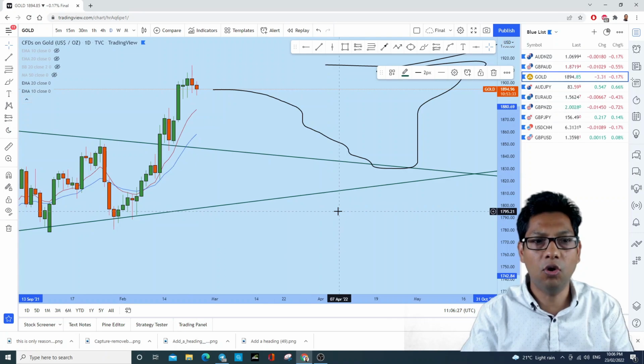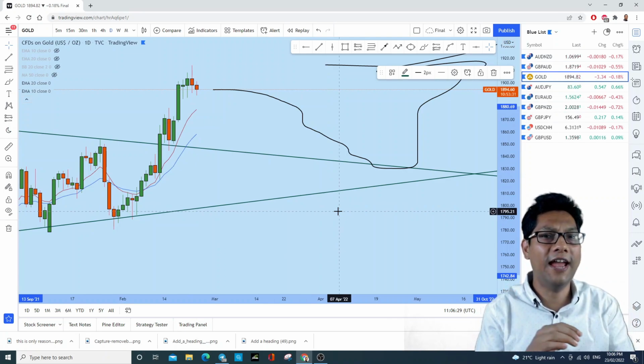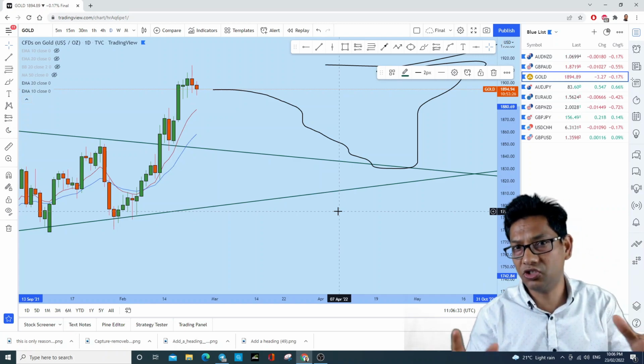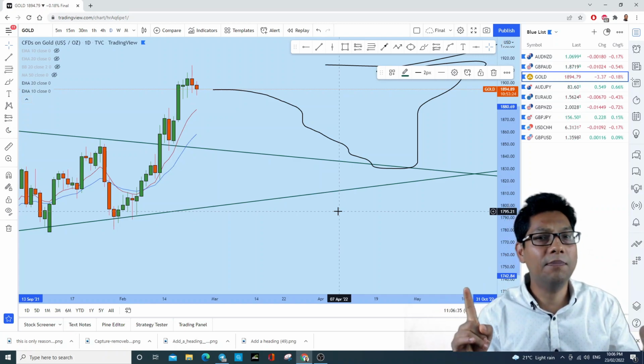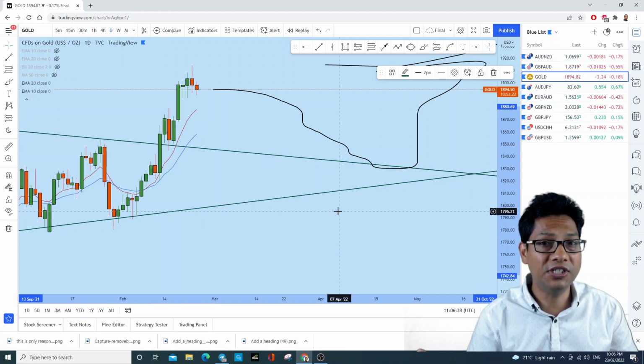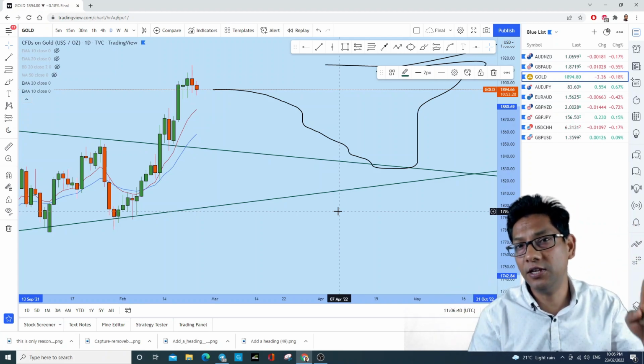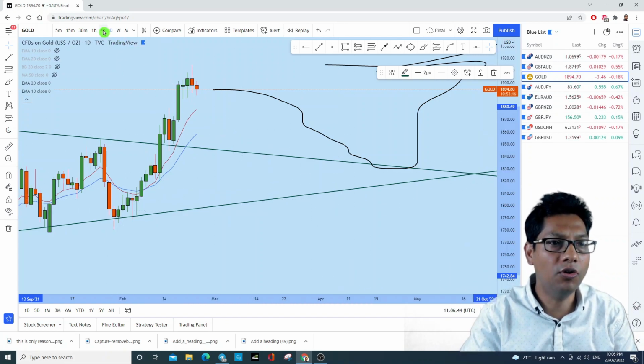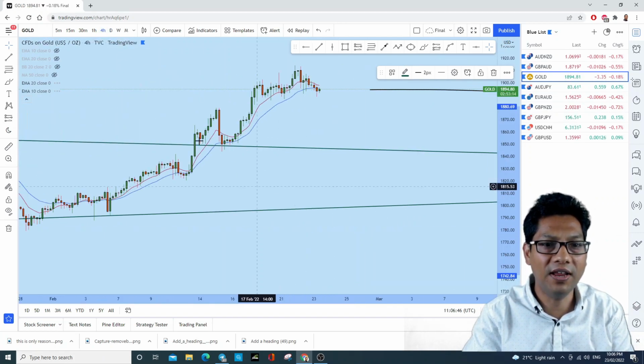Now we see that on the daily, a possible head and shoulder. I'm saying that possible. Do not take it literally. This is trading, okay? No one can predict the market with 100% accuracy, but when you predict, you have to make a big profit. That is trading. Let's see on the 4-hour now how we can find a trading opportunity.